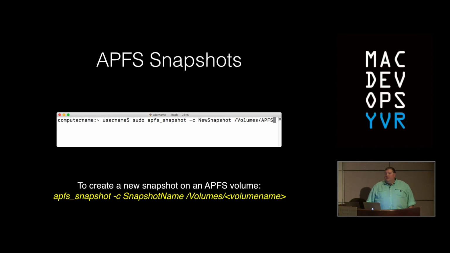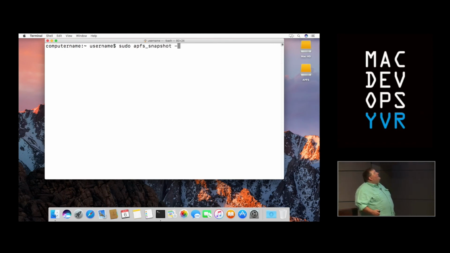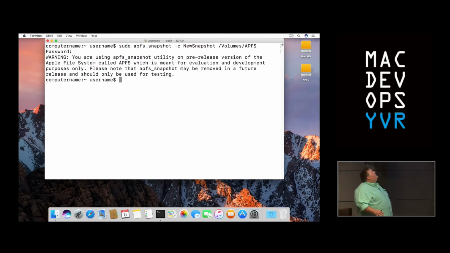To create a new snapshot on an APFS volume on Sierra, you would run the command shown on the screen with root privileges. Let's take a look at how this works. So we're going to run sudo apfs_snapshot, using the -c flag to say that we want to create one. We're going to name the snapshot new snapshot, and store it on /Volumes/APFS. That's the drive it's going to be associated with. All right, put in our password. Here we get a completely different warning that also says basically, don't trust this. This is pre-release software. I just thought it was interesting Apple decided to put in a completely separate and different warning for this particular tool.